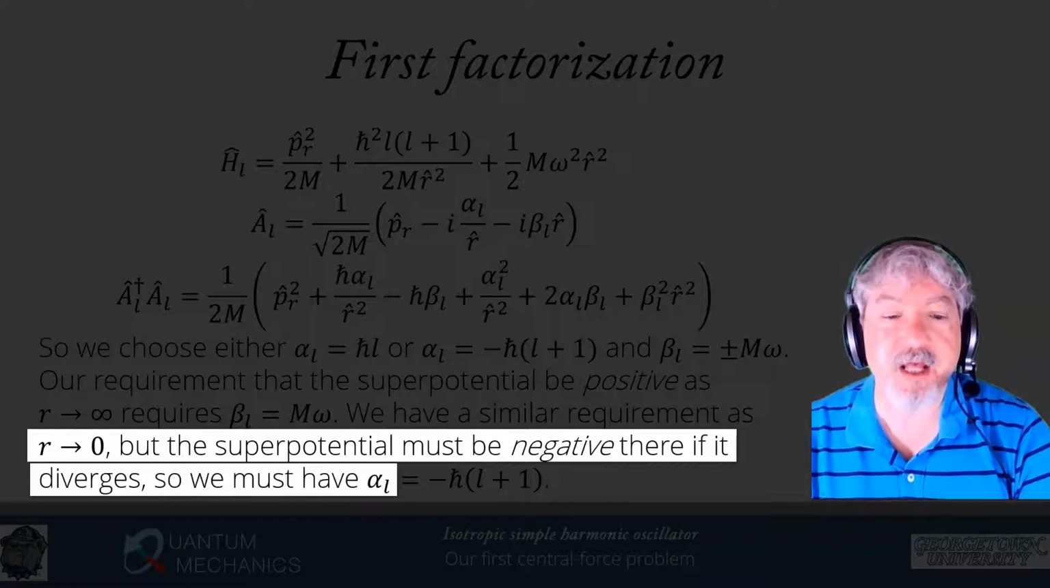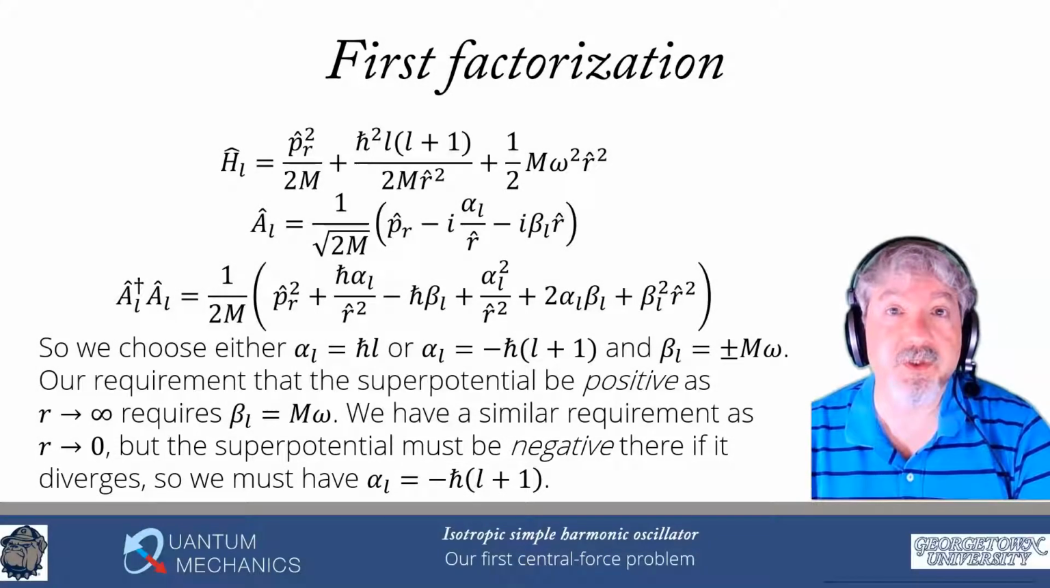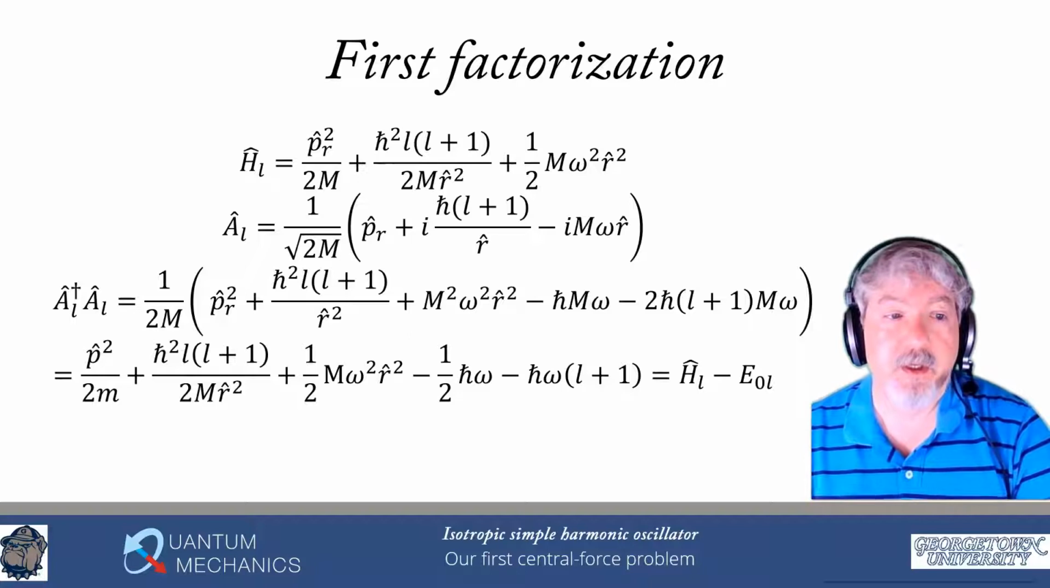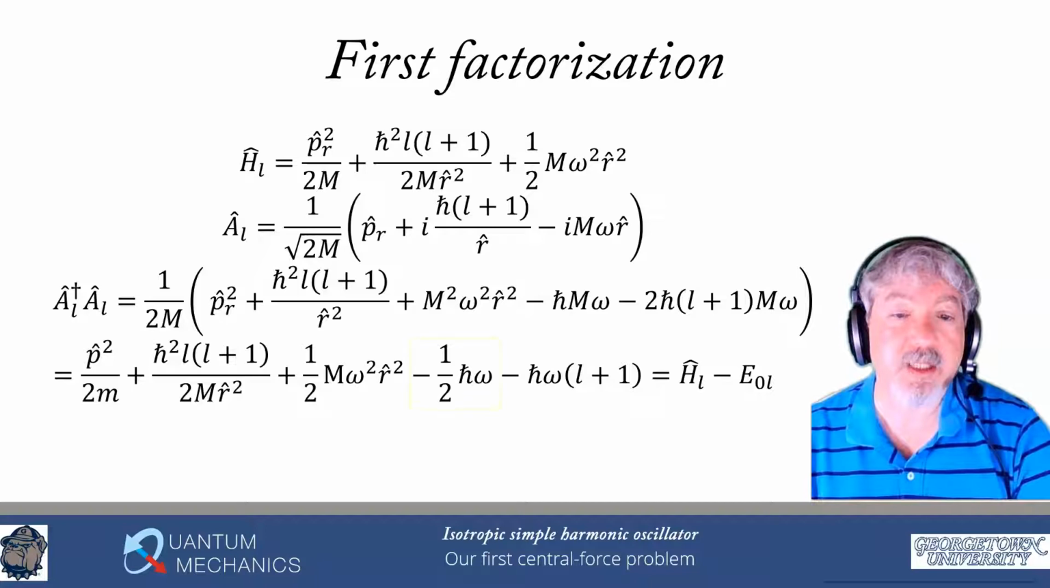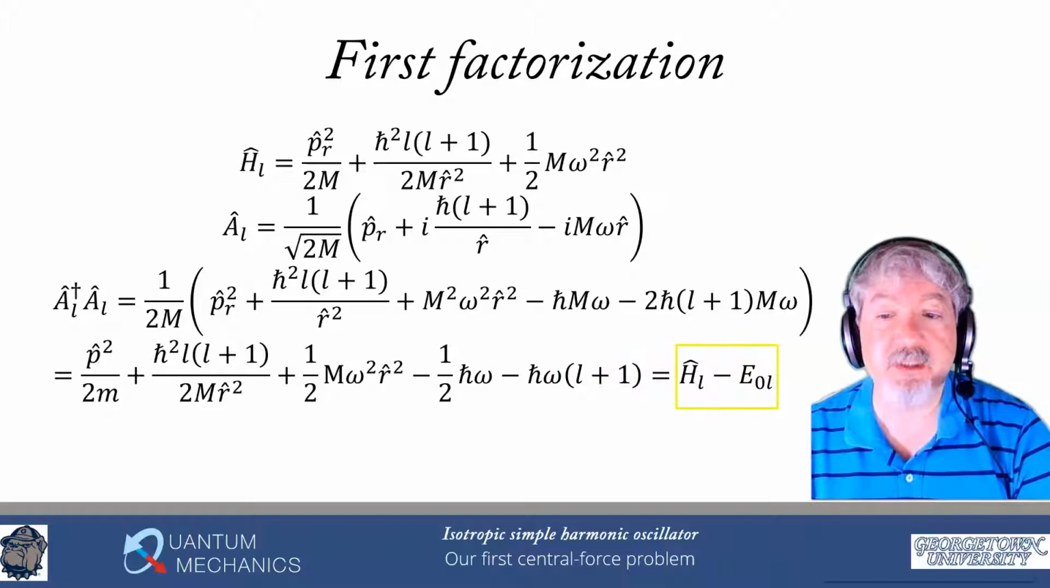And that means we have to pick alpha L equals minus h bar times L plus 1 in order for the superpotential to be negative as R goes to 0. And with that, we've reduced our 4 choices just to 1. We only have 1 choice. That's the one we're going to pick. Okay, so when we plug that in, we now have to work out what those constants are. And we find we get a minus 1/2 h bar omega and a minus h bar omega times L plus 1. And that whole thing, AL dagger AL, is equal to HL minus E0L. And from that, I can extract what the E0L is.